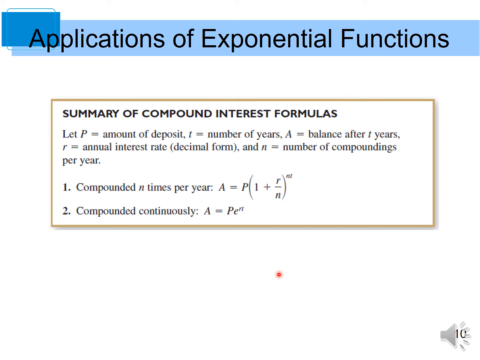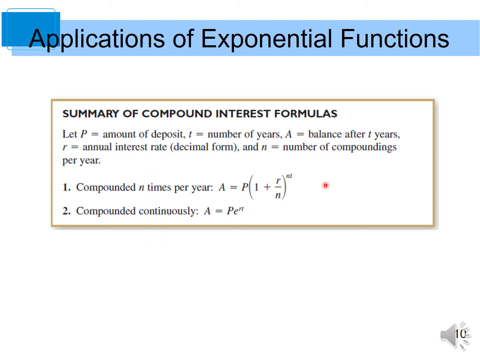So far, we have two formulas. Look at the definition. Let P equal the amount of deposit, T the number of years, A the balance after T years, R the annual interest rate in decimal form, and N the number of compoundings per year. So we use the formula according to our situation.